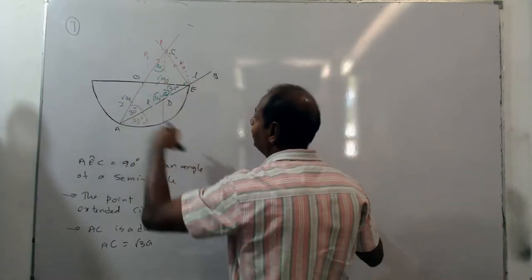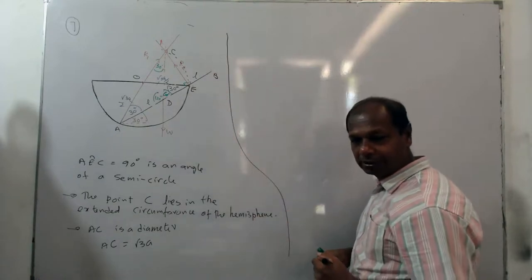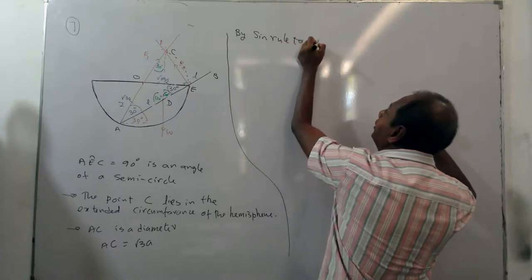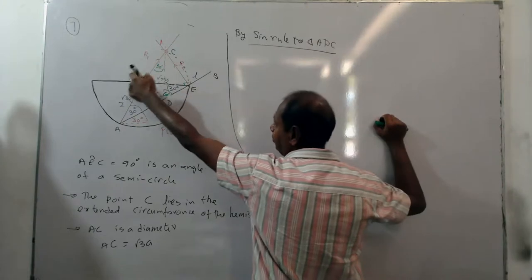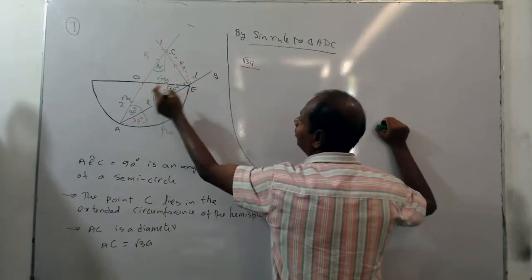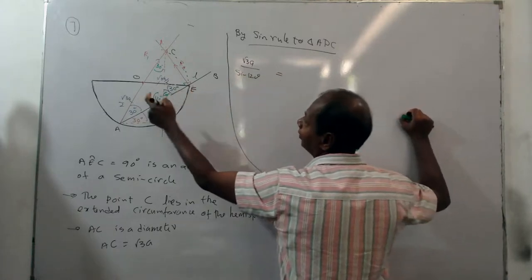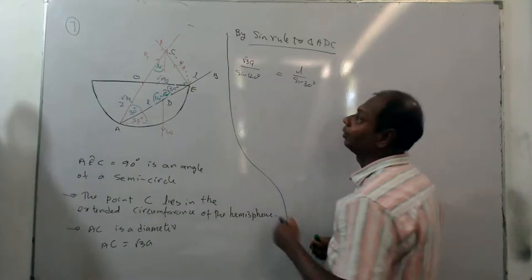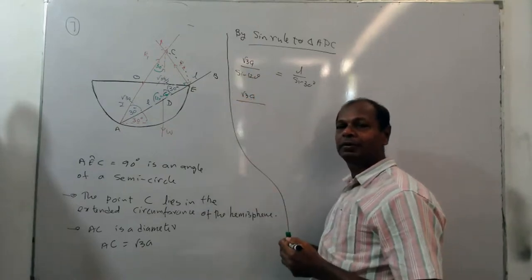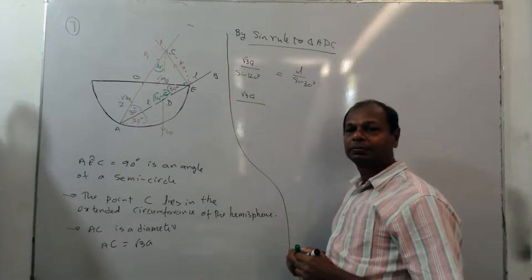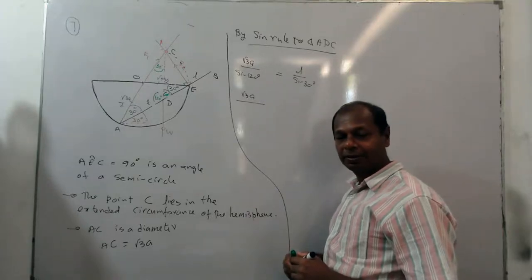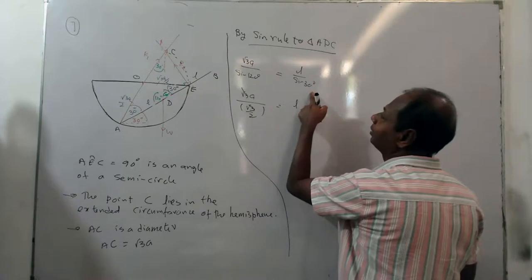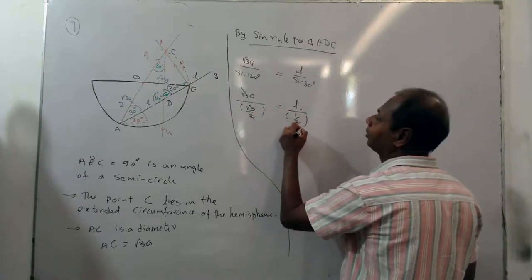Apply the sine rule to triangle ABC. Root 3 A divided by sin 120 equals L over sin 30. Sin 120 is sin of 180 minus 60, the same as sin 60, that's root 3 over 2. So root 3 A over root 3 over 2 equals L over sin 30. Sin 30 is half, and half times 2 is 1. So you get L equals A.